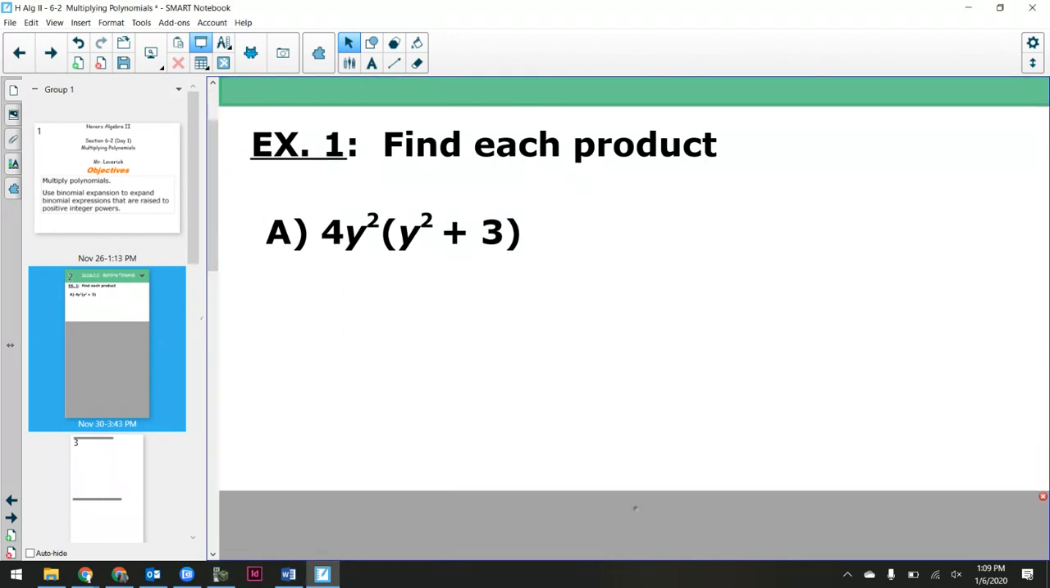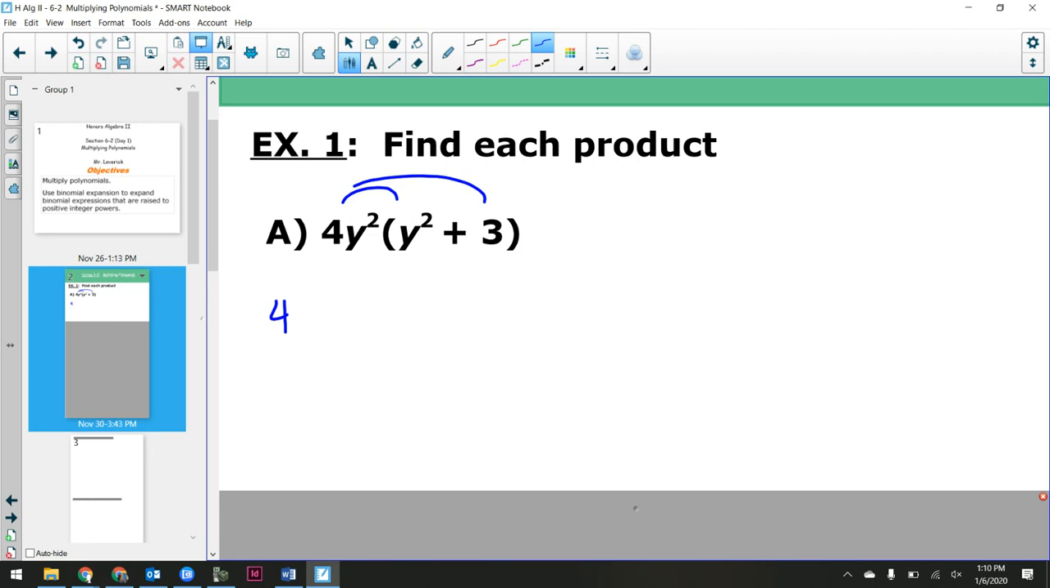So I've got 4y squared. You're going to hear how many times on the video I have to shush you guys. We take 4y squared and multiply it into y squared plus 3 by doing the distributive property. That's really all we do to multiply things, right? When I multiply two polynomials together, it's just the distributive property. So what's 4y squared times y squared?